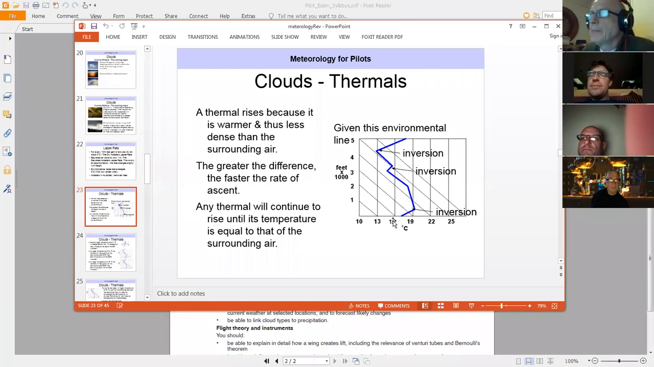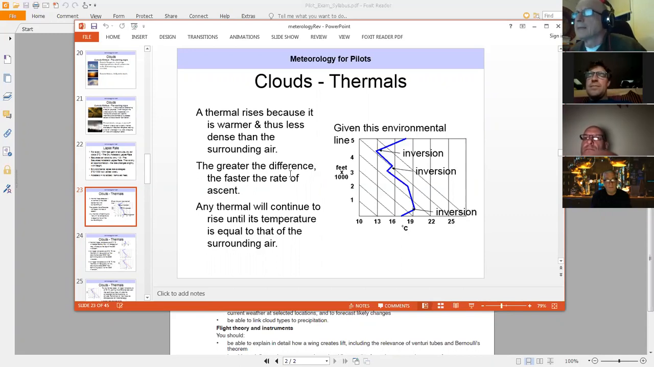So basically, the blue line on here represents the environmental lapse rate, the temperatures at different heights. It's purely demonstrative. Don't take it out. We'll look at some actual ones if I get time in a minute. So a thermal rises because it is warmer and thus, to answer your question, less dense than the surrounding air. The greater the difference, the faster the rate of ascent.